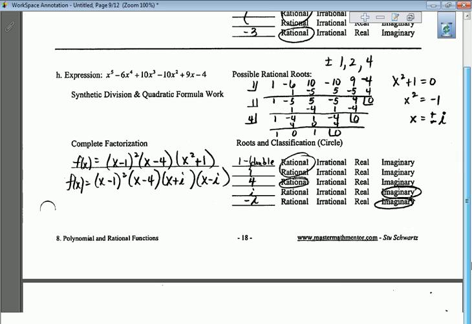And I believe this is your last one. These are our possibles. So we see there's a double at 1. We'll do it twice. It passes at 4. We'll do it again. And then we take what's left. We set it equal to 0 and solve. And we get the 2 imaginary. So we have 3 rational, 2 imaginary, factored, complete linearization, factored form. And that's it.